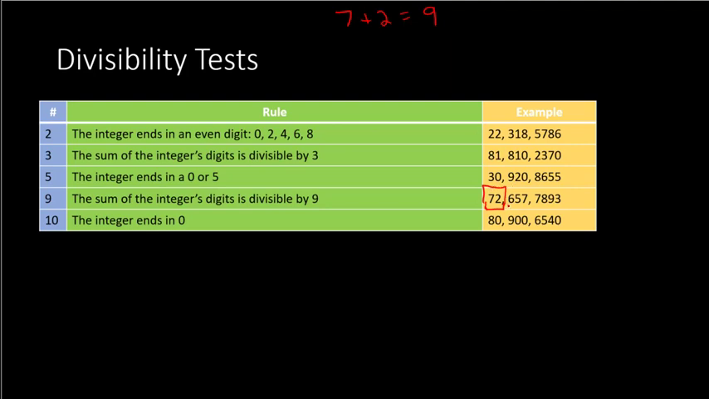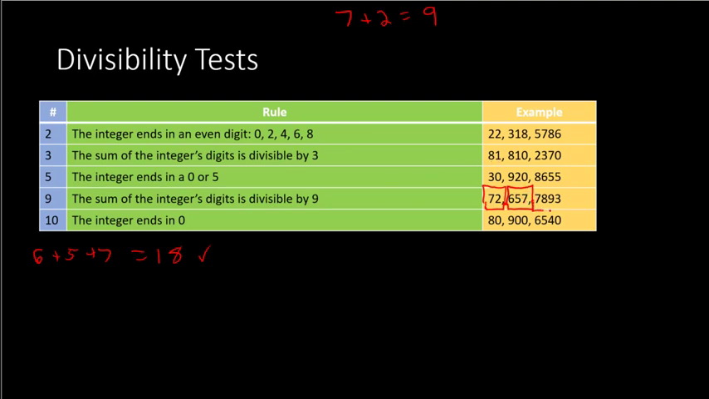Same thing with the next example. We have 657. If you add up the digits, 6 plus 5 plus 7, that gives you 11 plus 7, which is 18. Can we divide 18 by 9? Well, yeah, we can divide 18 by 9. That would give you 2. So therefore, we can divide the entire number by 9 without a remainder. So 657 is divisible by 9.